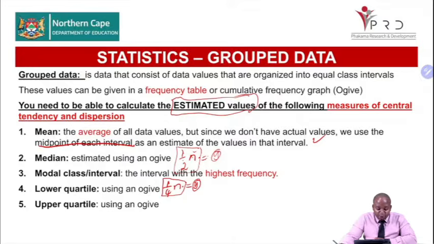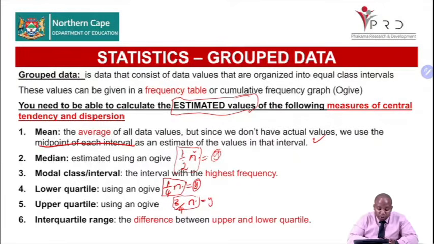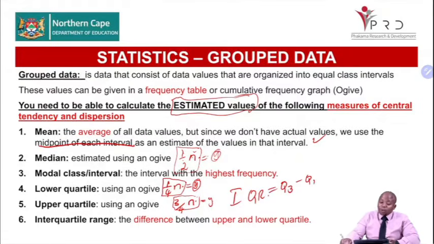Then we must be able to find the upper quartile using the ogive again. So we use the ogive to say 3/4 n. Then we find the position on the y-axis, extend that to the x-axis and find that value. And we are going to look at the interquartile range. The interquartile range, again, is still the difference between Q3 and Q1.